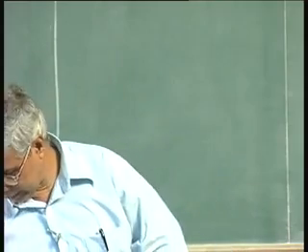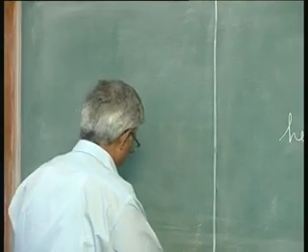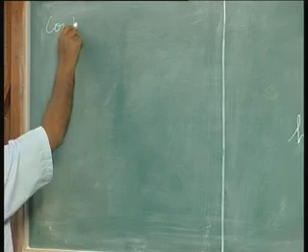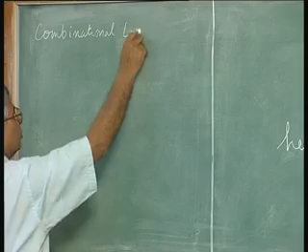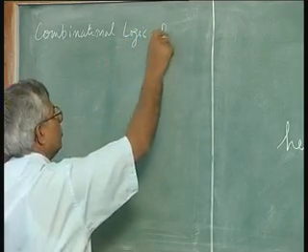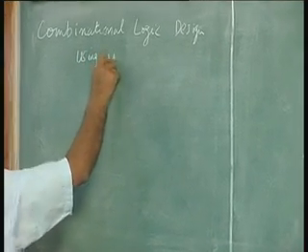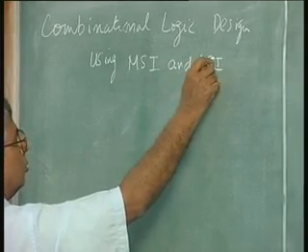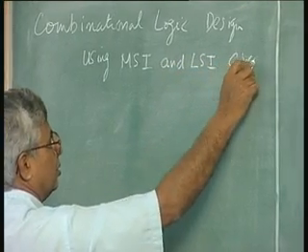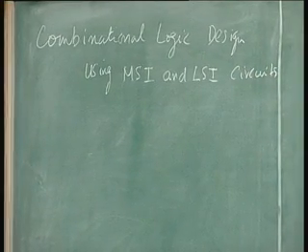So with this little introduction, we will talk about combinational logic first. Combinational logic design. Later on we will do sequential. First using MSI, and later we will also see LSI, medium scale integrated and large scale integrated circuits. So it is always possible to map.